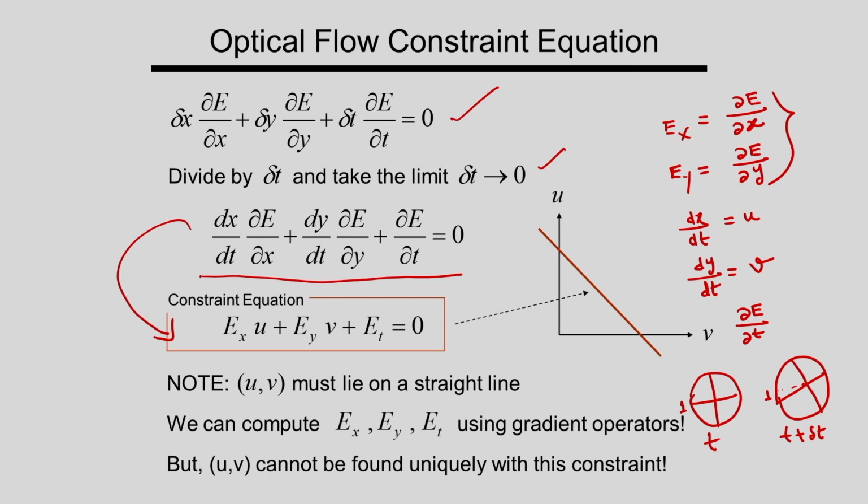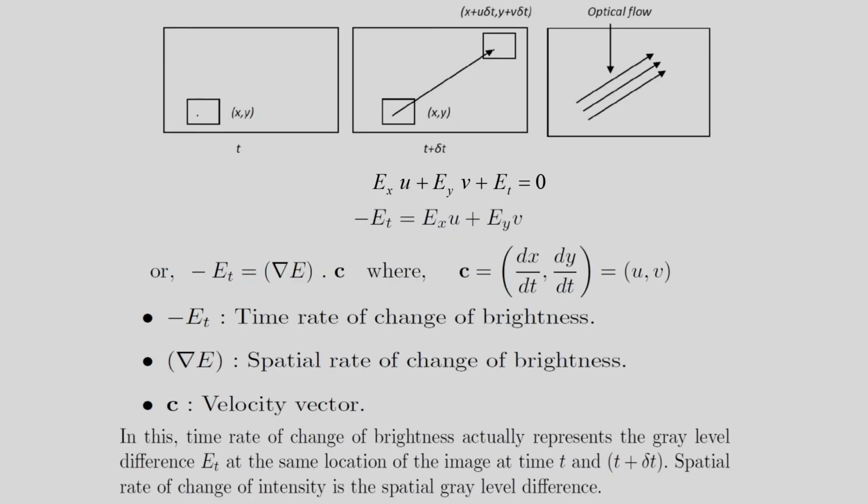This is the equation of a straight line. So the velocity u and v must lie on a straight line, and based on this we can compute Ex, Ey and Et using the gradient operators. But the problem is, it is not a simple problem. u and v cannot be found uniquely with this constraint. So with this constraint I cannot determine the velocity u and v. The same concept I am showing here. This point is moving to this position, and corresponding to this I will be getting the optical flow. The optical flow depends on the change of the brightness because of the motion.